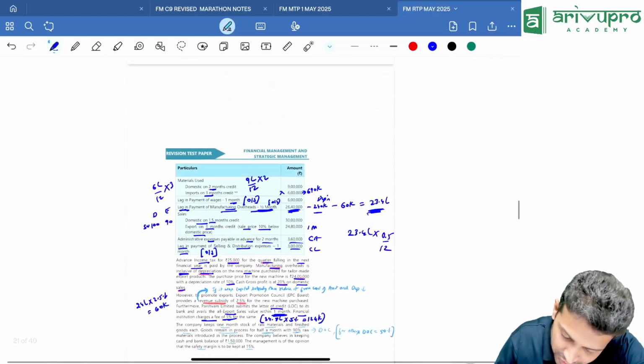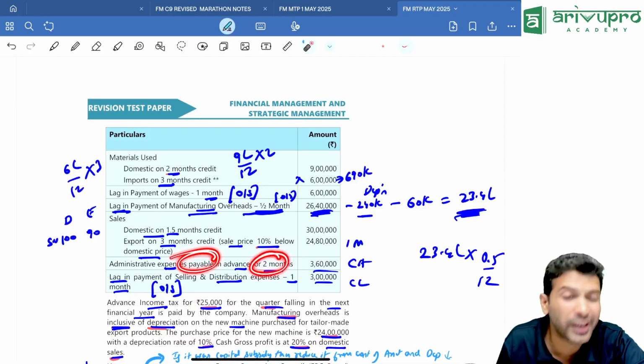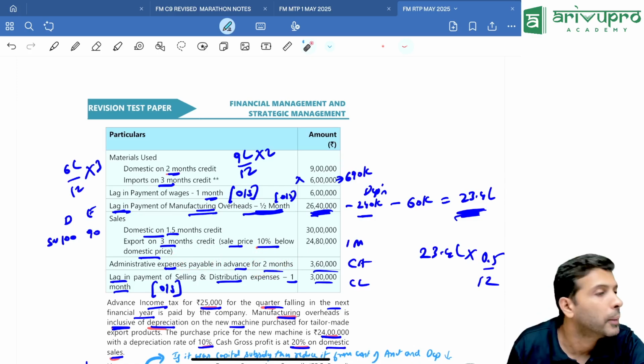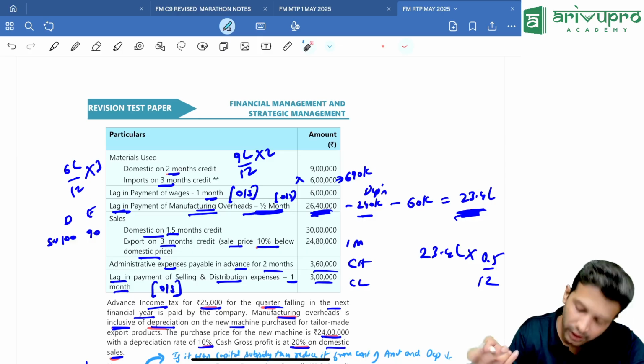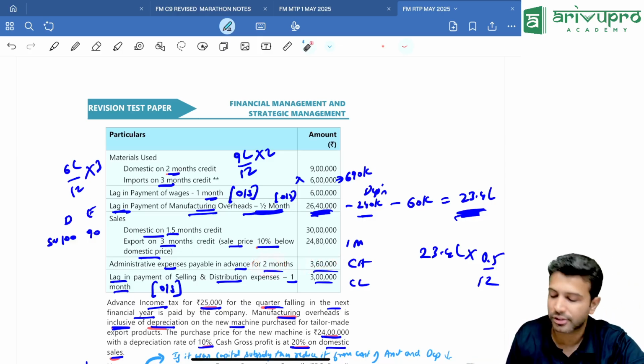Next what? Next is what? Admin expense. Admin expense is paid in advance. Advance means current liability or current assets? Prepaid expense. So it should come under current assets. How much? Entire 3,60,000 you have paid in advance or 2 months?